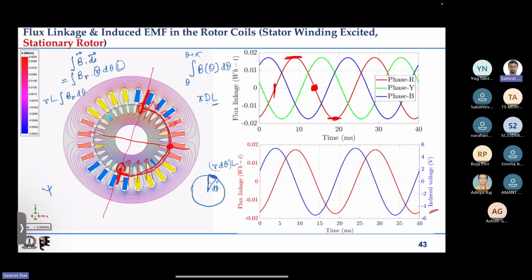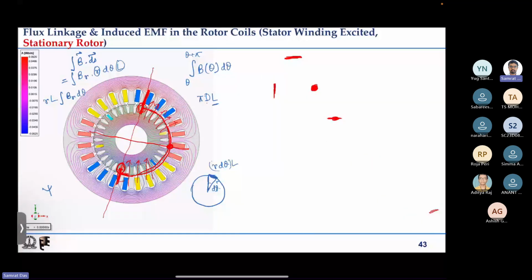How does it happen? This can be answered like this. The B theta that you have has some B1 sine theta plus some harmonics, Bn sine of n theta plus a phase angle. Sine plus cos you can assume like this, phi n, summation over Bn. So these are some harmonics.